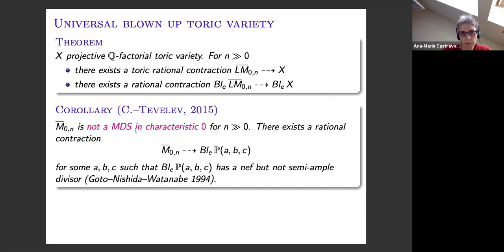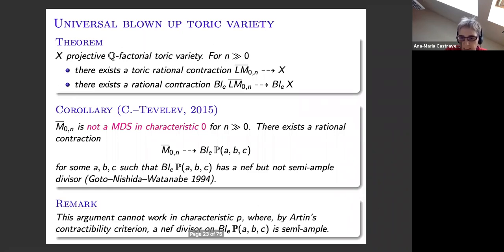And now, okay, there's a restriction here. This is true in characteristic 0, but we cannot use this weighted projective plane in characteristic p. So the point is that on this blow up of this toric weighted projective plane, in characteristic p, every nef divisor is semi-ample, and so this will actually be a Mori dream space in characteristic p.